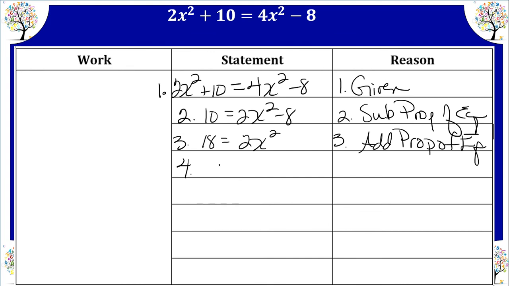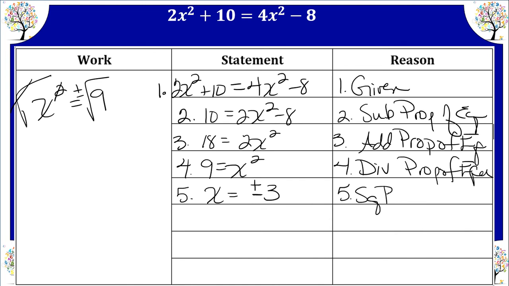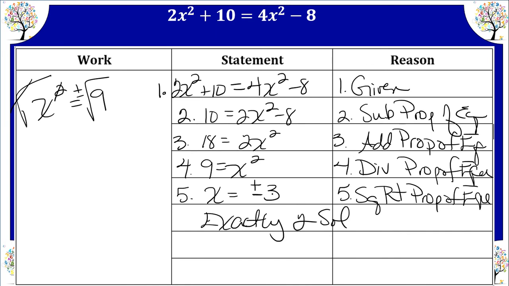Now I'm going to get rid of the division and divide both sides by 2. Again, the division property of equality. And then I have x squared is equal to 9. I'm going to take the square root, and when I take the square root, I need the positive and negative. Taking the square root undoes squaring, so I get x is equal to a positive 3 and a negative 3. So that was the square root property of equality. So this has exactly 2 solutions, because when I square a negative 3 or a positive 3, I get 9. So this has 2 possible solutions.